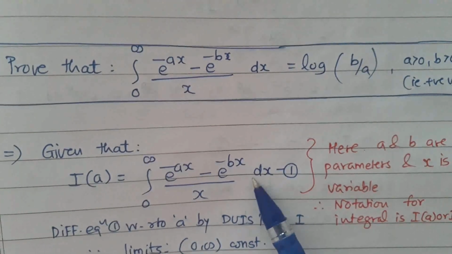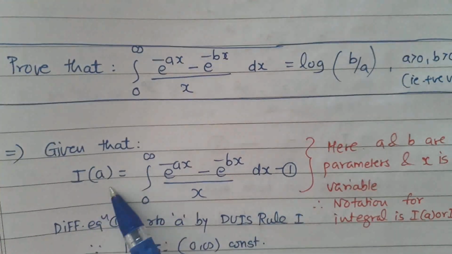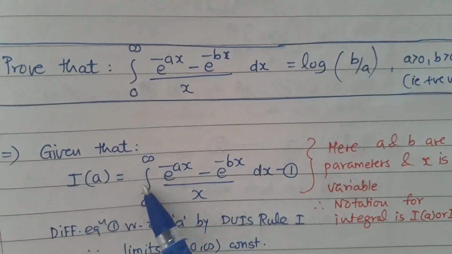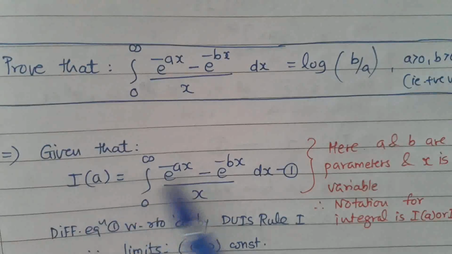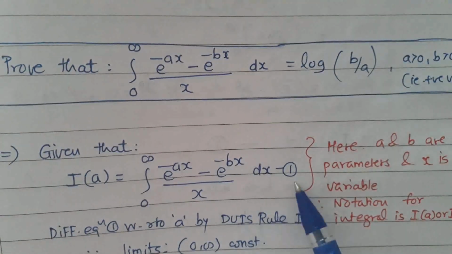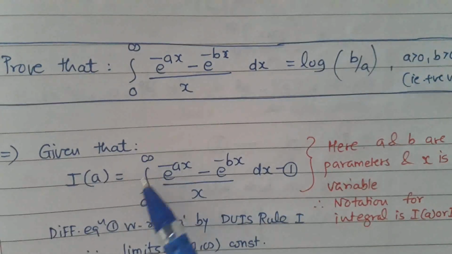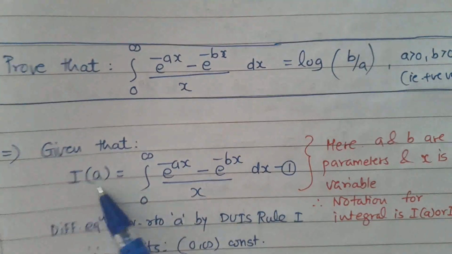To solve these questions, you can denote this integral either by I of a, or you can denote it by the second notation, I of b. So we'll consider that I of a is equal to this integral dx. Limits 0 and infinity are constant. So to evaluate this, use DUIS rule 1, differentiate on both sides with respect to a.